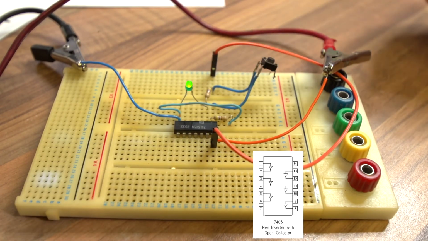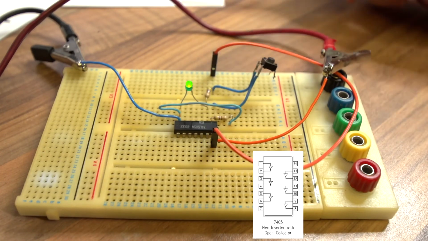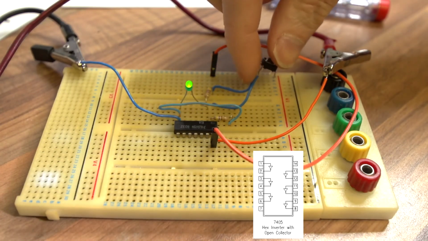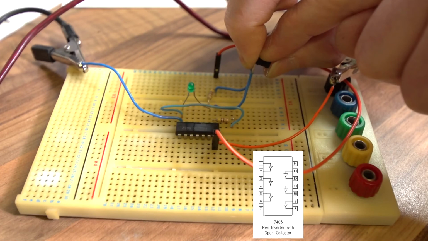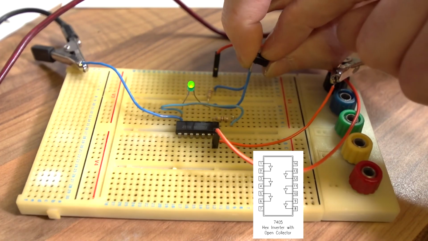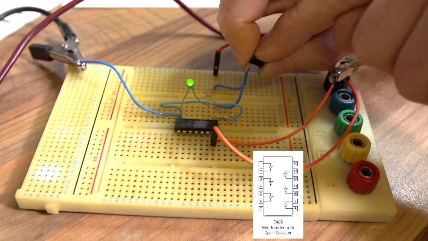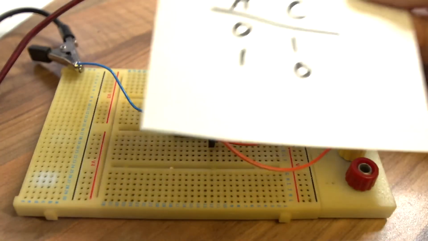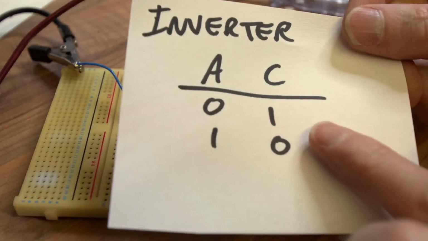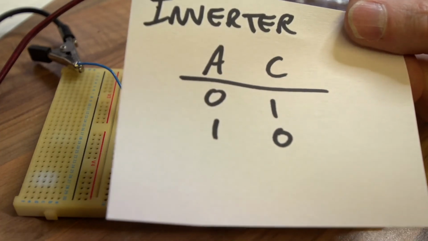If we press the switch, that gives us a 1, so the LED should go off. Let's try that. Yeah, so that's now pressed, and that's now released, pressed, released. So now our truth table, that's exactly correct. A 0 gives a 1, and a 1 gives a 0.